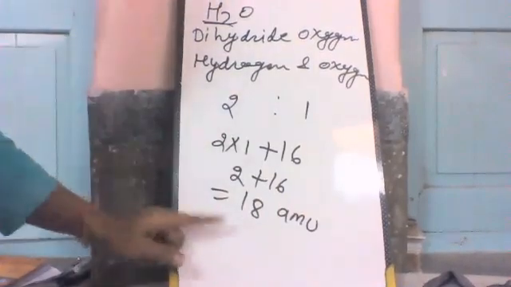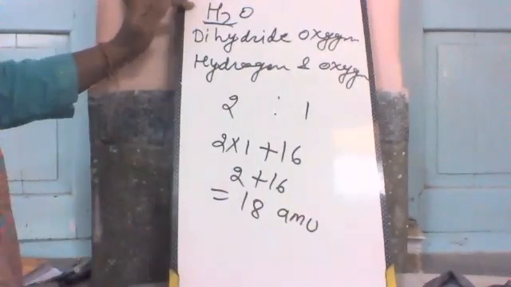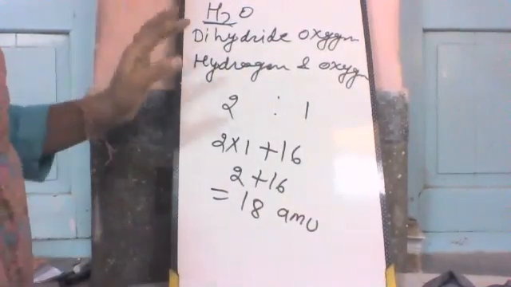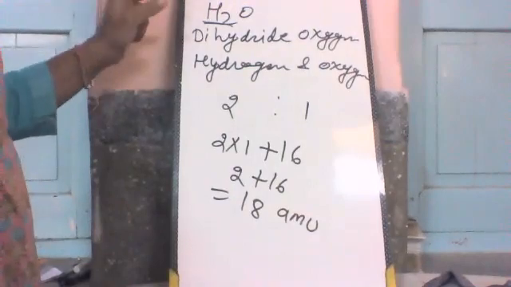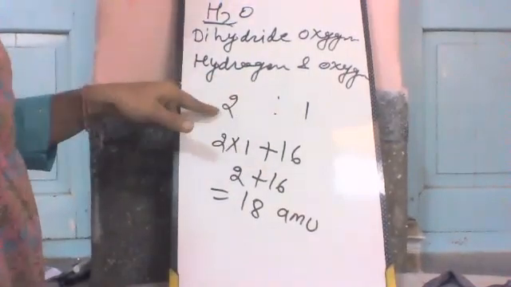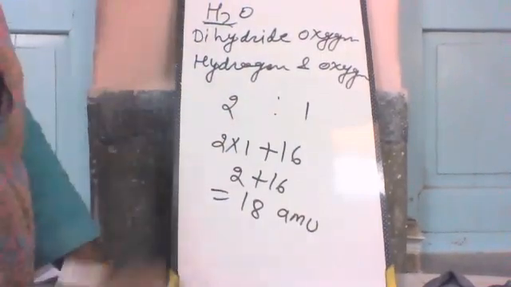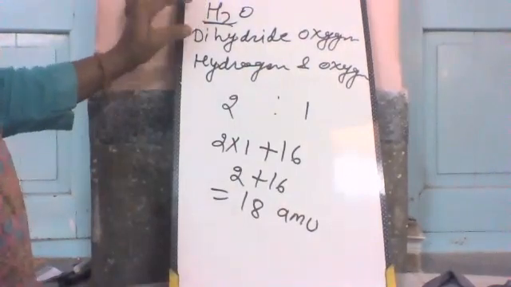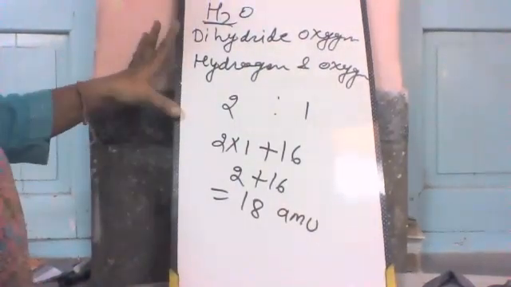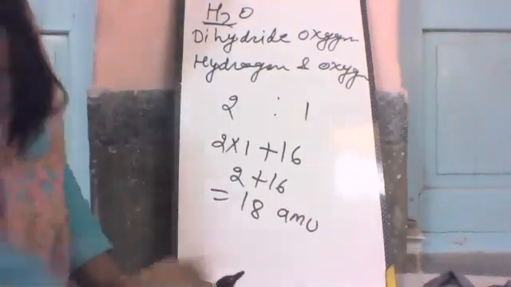water. So the chemical formula tells us about the elements, the proportion of atoms in the formula, and the number of atoms present in the formula. This information we can find from the chemical formula.